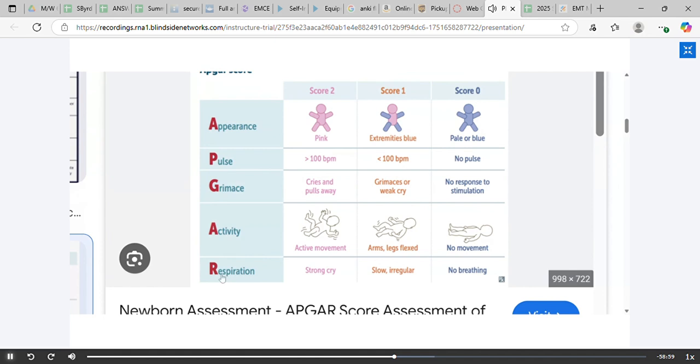And then respirations is our last one. Okay, you notice there's no number here. The only number is on pulse. So respirations, 0 is they are apneic. Right? Absent respirations, or apneic. A 1 is going to be slow and irregular respirations. And a 2, if you look, we don't do it based on respirations. We do it based upon their cry. So if they have a vigorous and strong cry, then that's a 2 for respirations. That's a good thing. Okay.